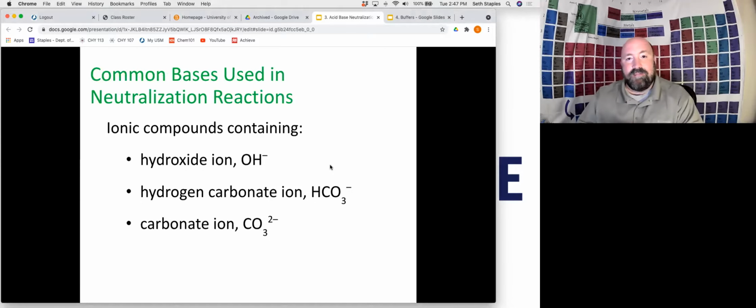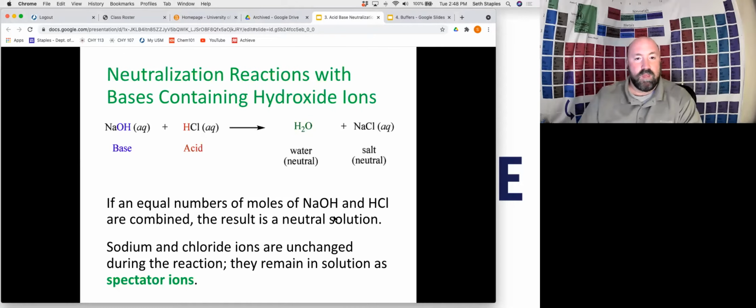Some of the very common bases used for neutralization reactions are ionic compounds that contain either hydroxide or the hydrogen carbonate ion or the carbonate ion. Those are some of the common bases that might be used. And so we can see here our classic double displacement reaction.